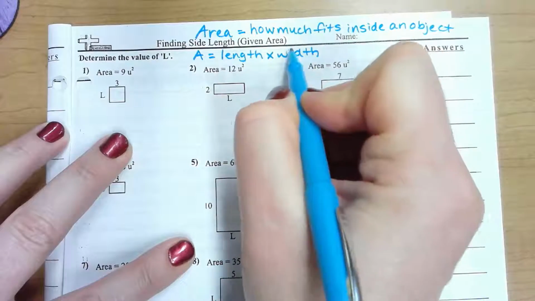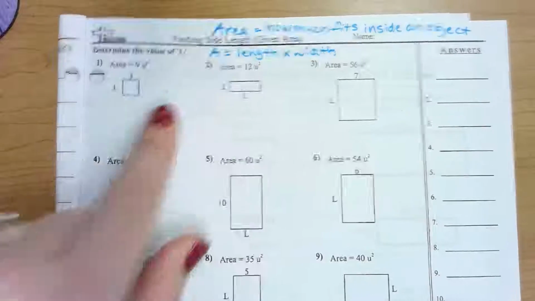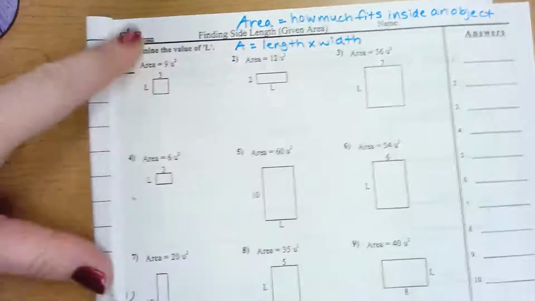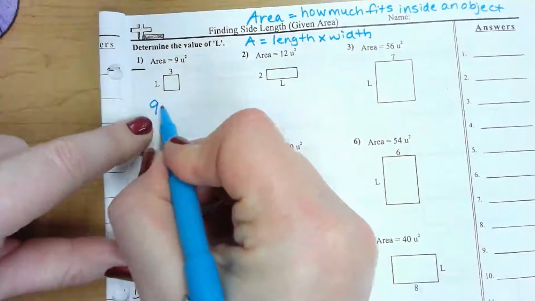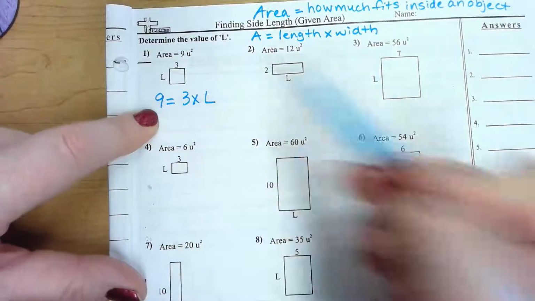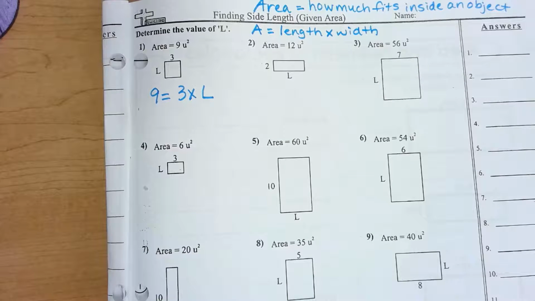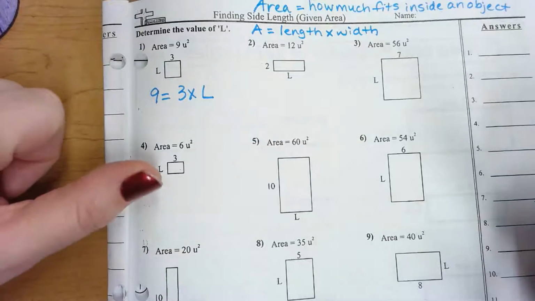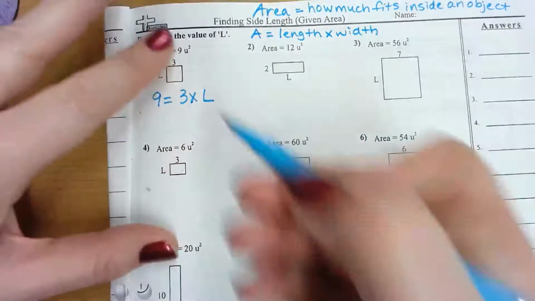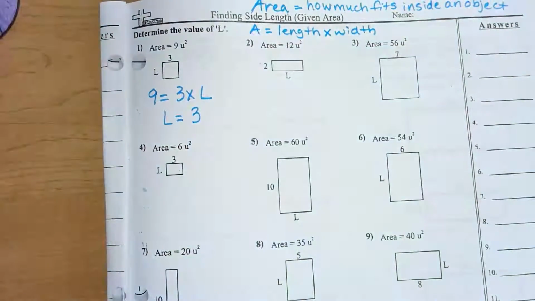So if we have length times width, that gives us our area. Well, here they give us the area. They give us the 9, and they say 9 is equal to 3 times what? What's my missing length? So we need to know our basic facts here. 3 times something gets me to 9. So if I count up by 3s, 3, 6, 9, I get L is equal to 3. And that gets me to 9.